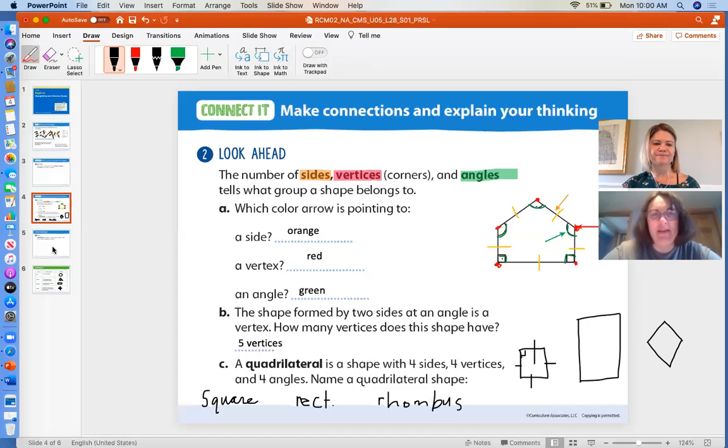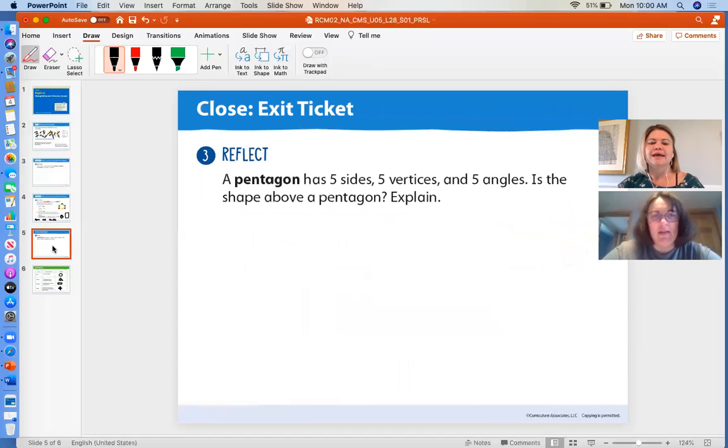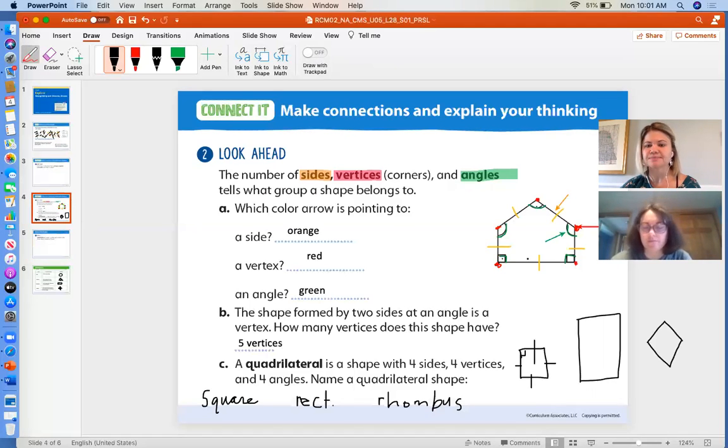Yes. Okay. Rhombus, yes. A pentagon has 5 sides, 5 vertices, and 5 angles. Is the shape above a pentagon? So let's go back and look. 5 sides, 5 vertices, 5 angles. Okay, so let's do sides.